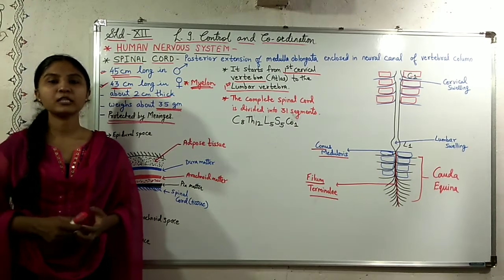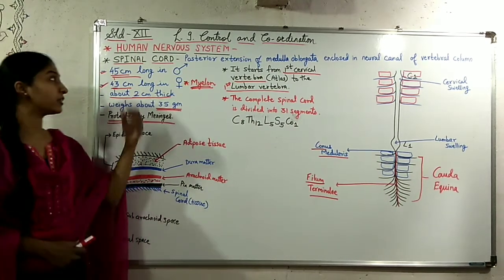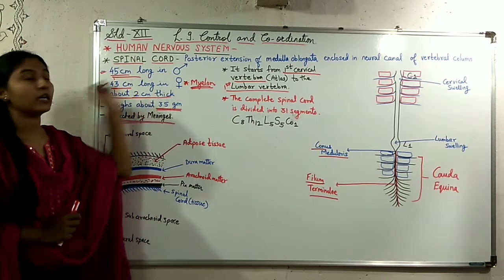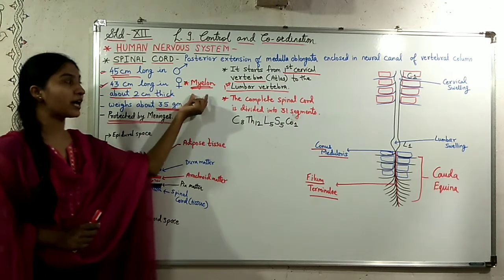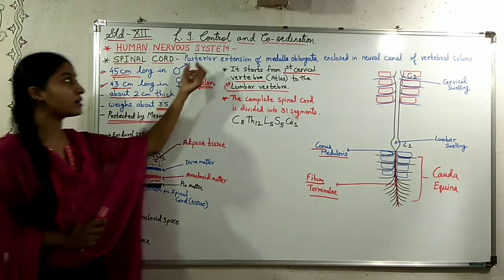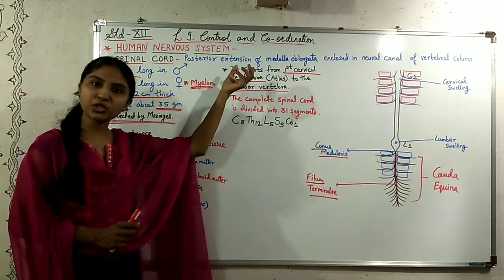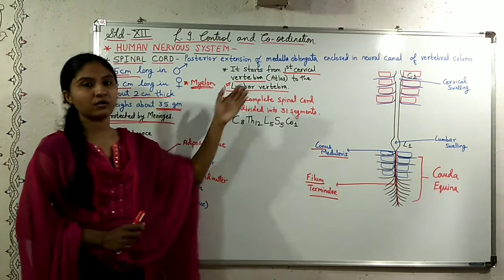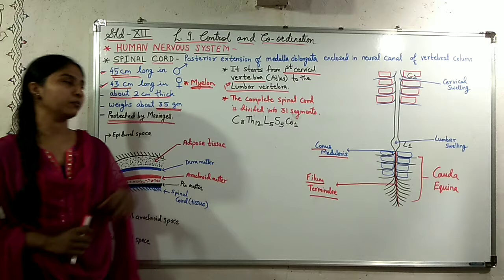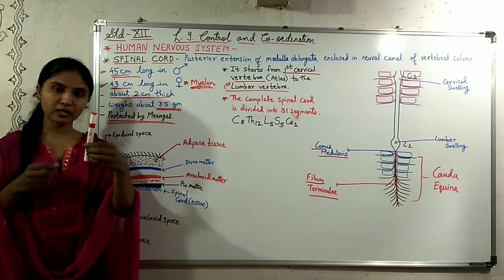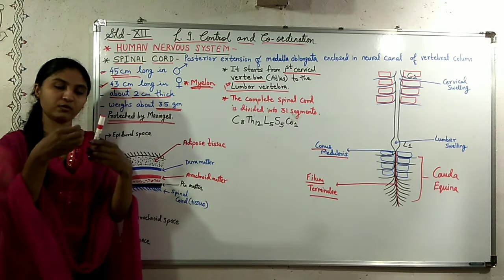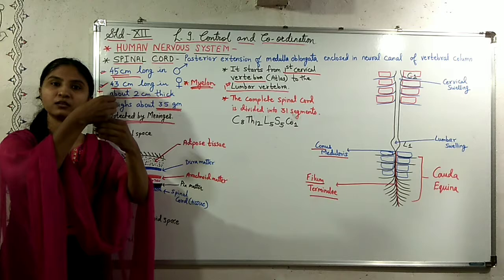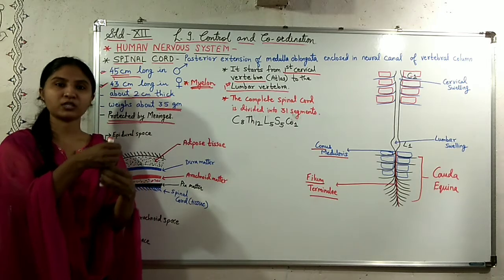Hello students, in this part we are going to understand the structure of the spinal cord. Now, the spinal cord is also called myelon. Spinal cord is actually the posterior extension of the medulla oblongata and it is enclosed inside the neural canal of the vertebral column. So suppose this is the spinal cord and this is the vertebral column, it is enclosed inside the vertebral column.